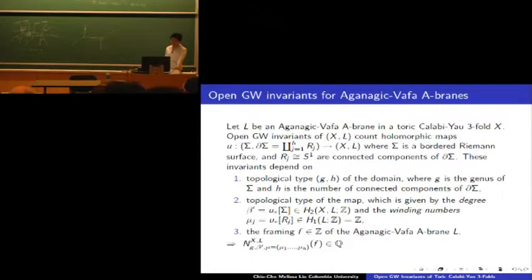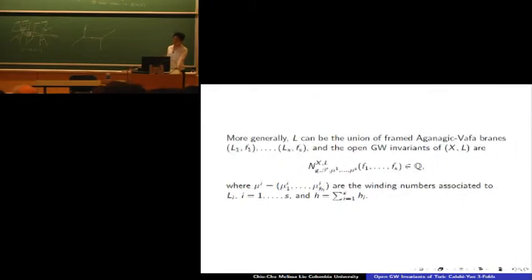It depends on the topological type of the domain. It depends on the degree, winding numbers and the framing. More generally, we can let X, L be the disjoint union of several framed agnostic Waffa A branes. And now we will still have a genus and a number of holes. And now we have one collection of winding numbers for each agnostic Waffa A brane. So now I'm going to tell you two ways to define these invariants mathematically.